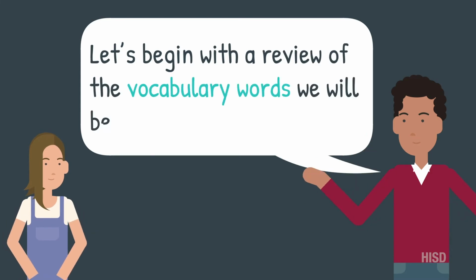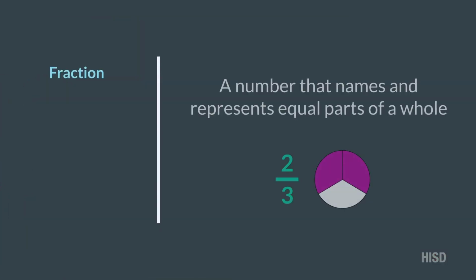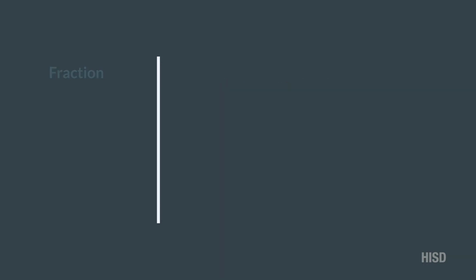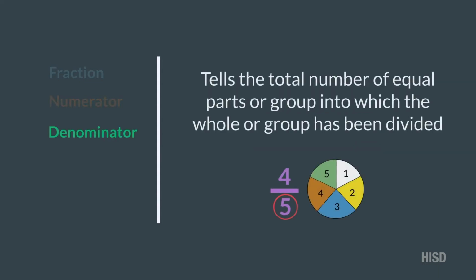Let's begin with a review of the vocabulary words we will be using today as we compare fractions with uncommon denominators. Fraction: a number that names and represents equal parts of a whole. Numerator: counts how many equal parts are described. Denominator: tells the total number of equal parts or group into which the whole or group has been divided.